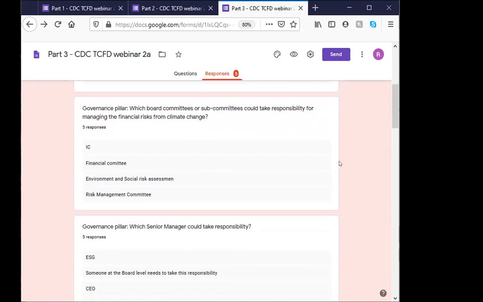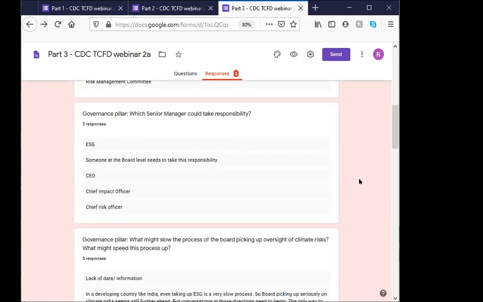And here with the governance pillar, the second question, we're asking you about the routes to the board, or which board committees or subcommittees could take responsibility, do you think? So you've listed out, and you can see what your colleagues, your peers have listed out too. There'll be ESG committees, risk management committees, financial committees.